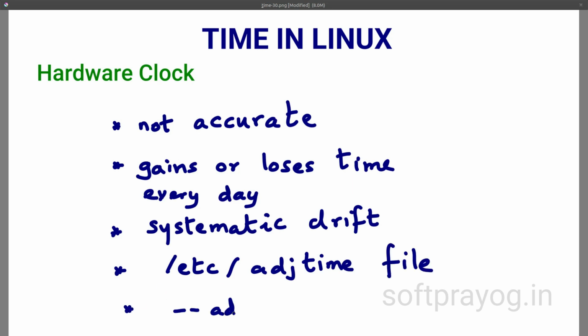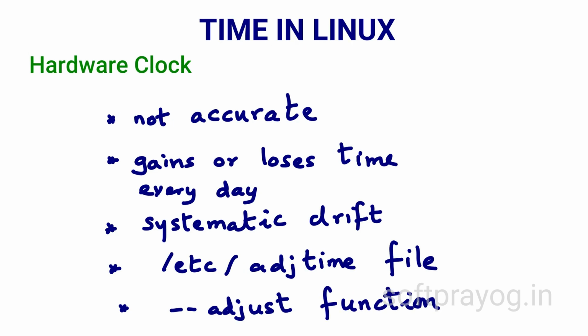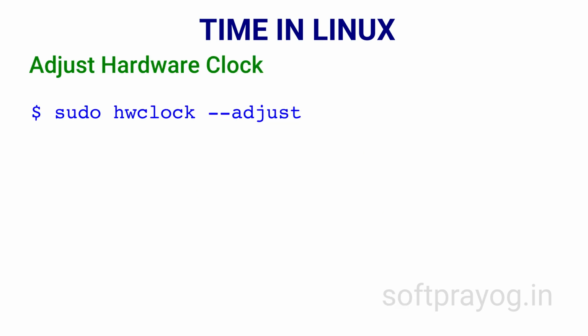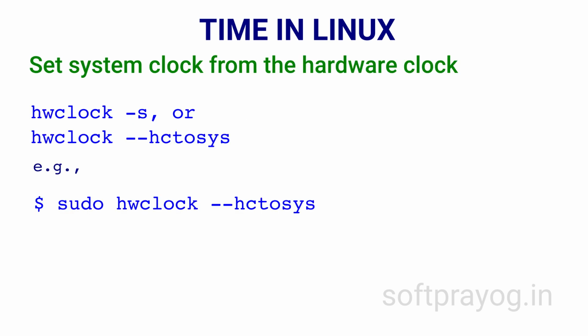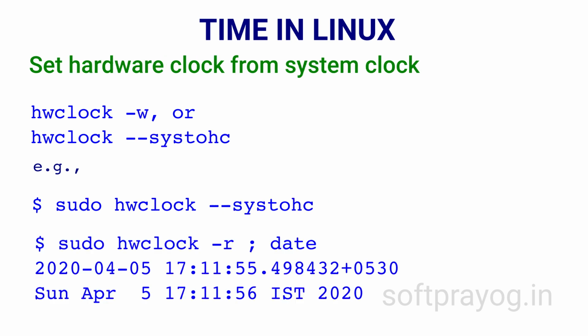The hwclock command has an adjust function that helps us apply the systematic drift calibration to the hardware clock. We can adjust the hardware clock for the systematic drift with the hwclock --adjust command. Some other important commands for the hardware clock are hwclock -s or hwclock --hctosys for setting the system clock from the hardware clock.